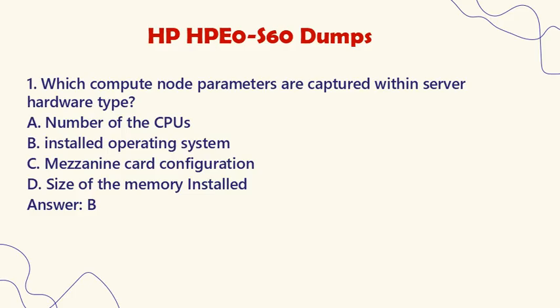1. Which compute node parameters are captured within server hardware type? A. Number of the CPUs. B. Installed operating system. C. Mezzanine card configuration. D. Size of the memory installed. Answer: B.